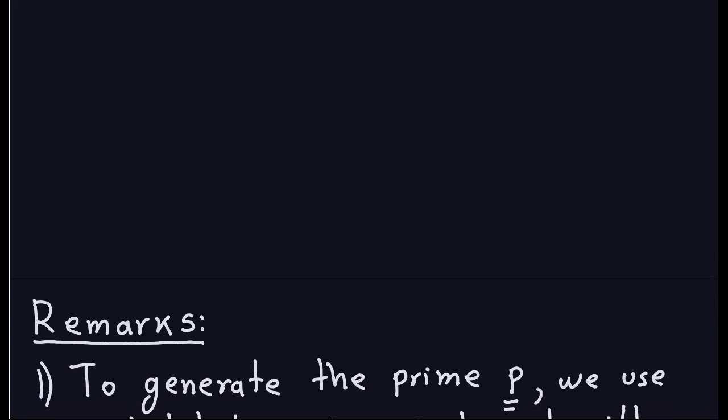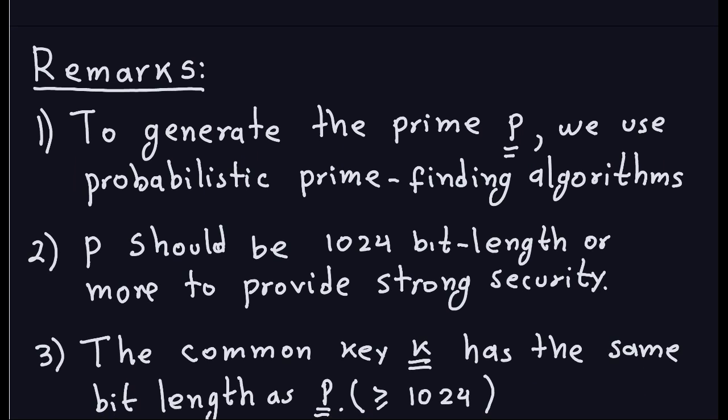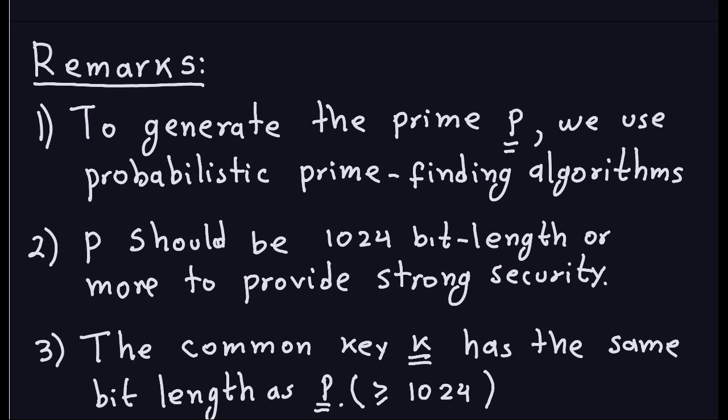Now let's look at some remarks here that are important. For the Diffie-Hellman Key Exchange, you have to generate a prime number and of course choose an alpha, a number which is a generator, or a number between 2 and p-2, which has a special property. To generate the prime number P, we use probabilistic prime finding algorithms, the ones we saw in previous videos about finding large primes. So that's one of the things you need to do. Either Bob or a third party will have to do this generation of that prime.